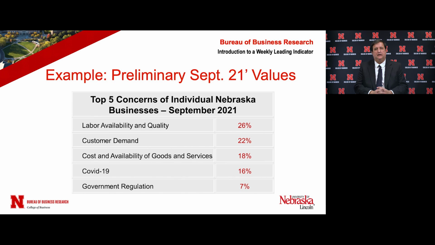So that's labor shortage, as some people are calling it. We do have customer demand in there at 22%, and then not far behind is the cost of availability of goods and services. So that's almost the leading issue as well. In a typical month, in a different year where the supply chain wasn't such a concern, cost and availability of goods and services would be maybe 4, 5, or 6% of businesses saying that's the most important issue. So that really is elevated right now. And labor availability and quality are higher than they would normally be. And government regulation is the fifth issue.